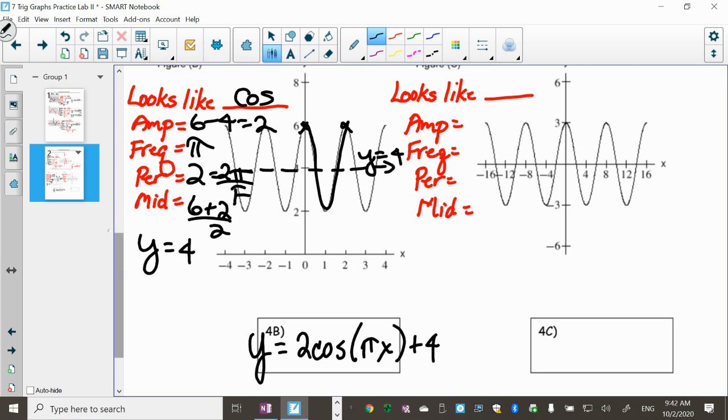I'll give you a few seconds to finish that last one. I hope this is helping. Okay, good. I just want you to be very good at this. I can give you any picture and you guys can tell me the formula.